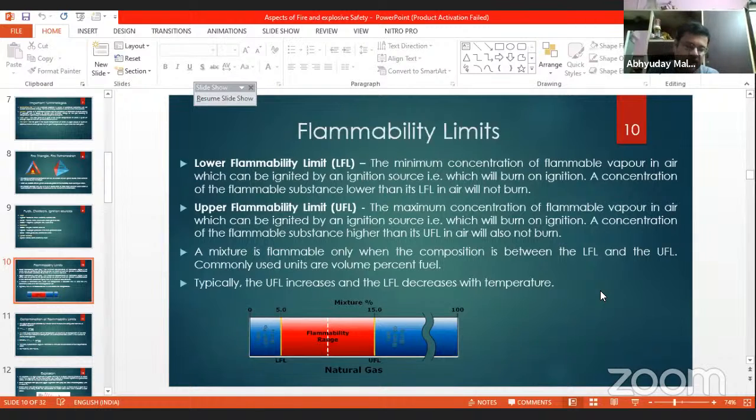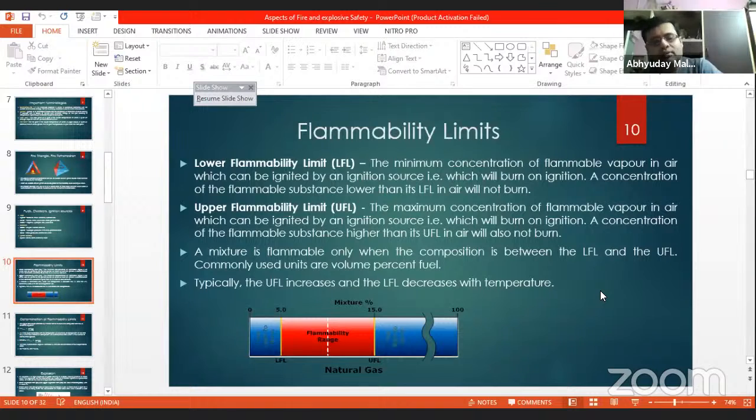The lower limit is defined as the minimum concentration of flammable vapor in air which can be ignited by an ignition source. For example, in the figure given at the bottom of the slide, you can see that for natural gas, the lower flammability limit is 5% by volume in air, and the upper flammability limit, as you can see, is 15% by volume in air. That means if natural gas vapor is present in air at a volume percent less than 5, suppose 3.5% by volume, even in the presence of an ignition source, that mixture with air will not catch fire.